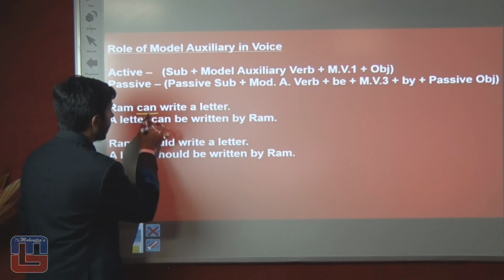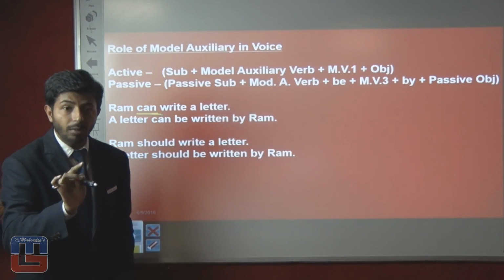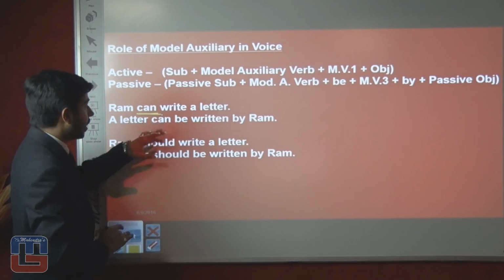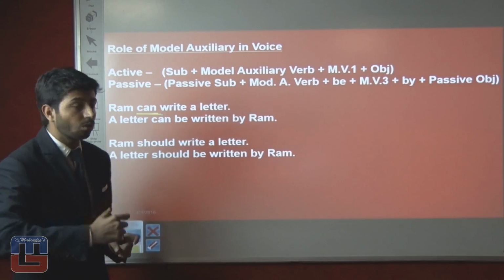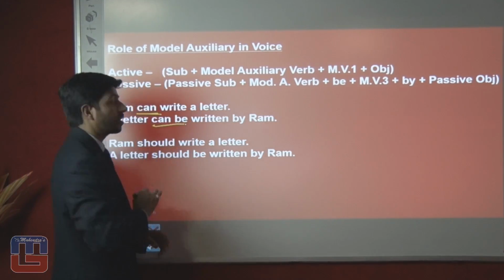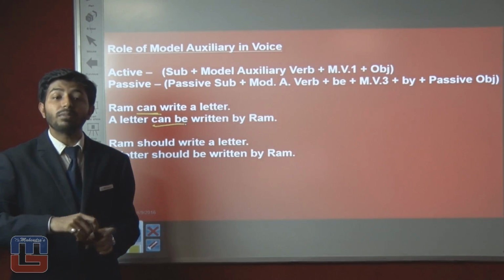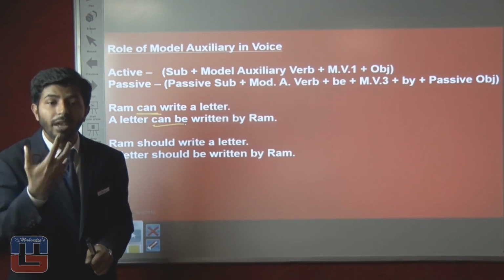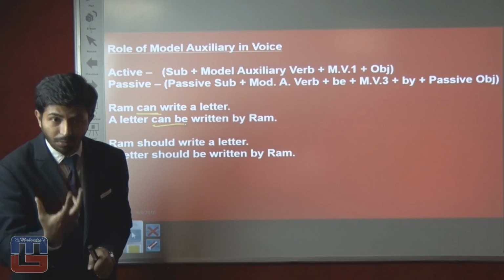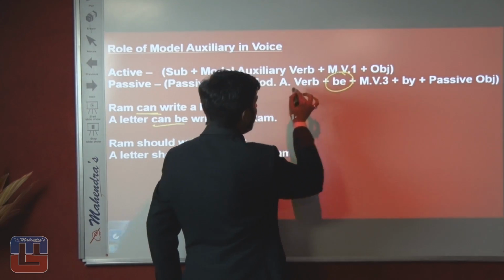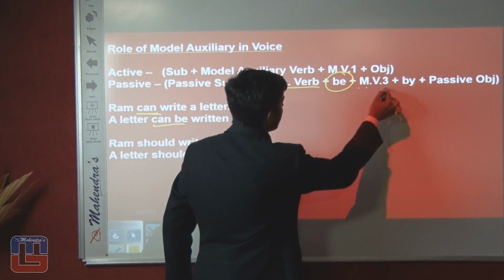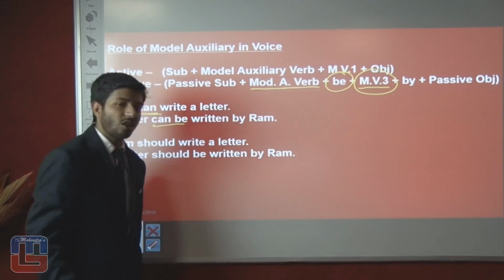Can is used as a helping verb which is a modal auxiliary, and where can is used, we have to change into the passive voice. The can becomes can be, should becomes should be, may becomes may be, must becomes must be. That's the reason behind this. Only be is required here: modal auxiliary plus be, and the third form is necessary in the case of passive voice.